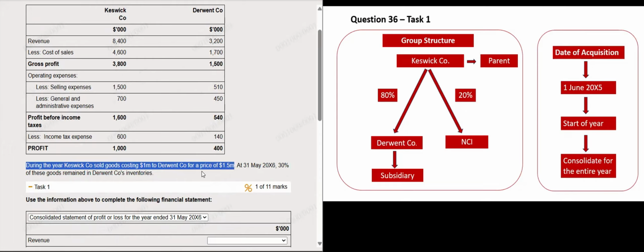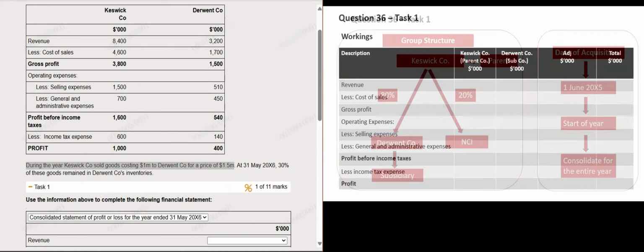Now, any intra-group purchases and sales made are not allowed to be included in consolidated accounts. And that's because consolidated accounts are made on the premise that all the entities in a group are part of one fiscal unit. And thus, all transactions between the group companies are eliminated during the process of consolidation. Therefore, we will need to remove the sale of these goods from Caswick's figures. I have prepared a working pro forma to better understand the process and impact of adjustments. Let's move towards the pro forma.